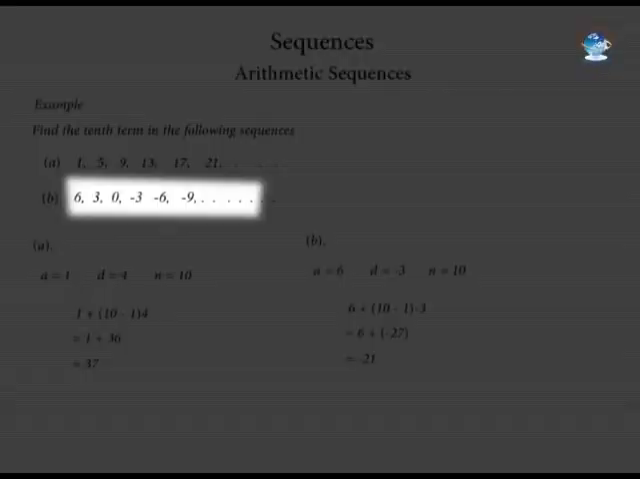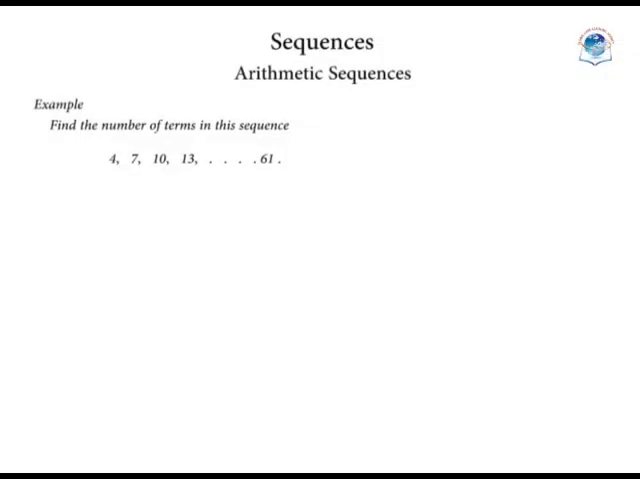Another example, find the number of terms in this sequence. 4, 7, 10, 13, all the way to the last term, 61. In this sequence, we have the first term 4, and we can see the common difference is 3. We are also given the last term of this sequence to be 61. So we need to find 61 is position what? So we are looking for n.